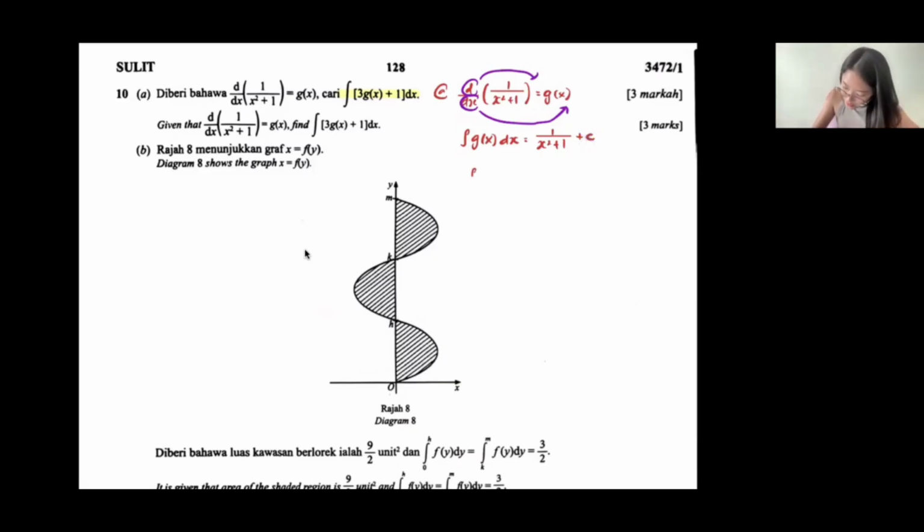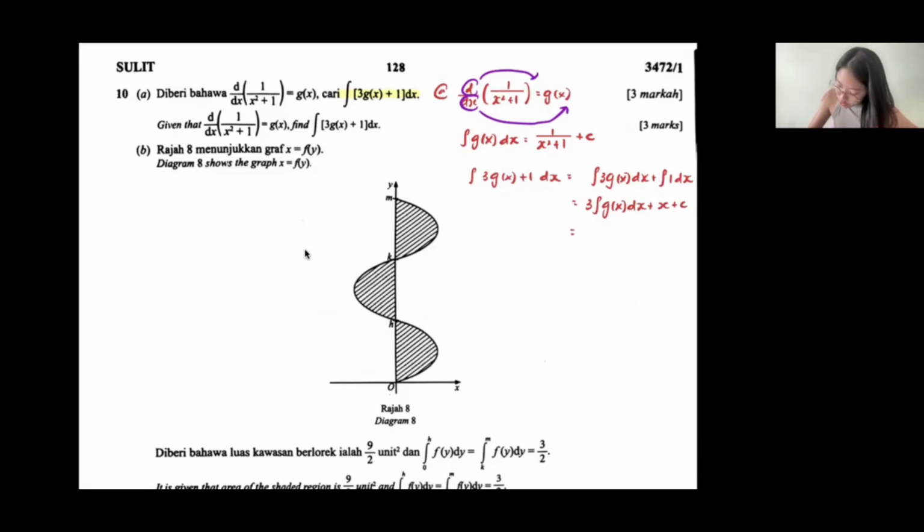All right, then what we need is the integration of 3g(x) plus 1 dx. We are going to split it: integration of 3g(x) dx plus integration of 1 dx. The 3 in front you can take out from g(x), and the integral of 1 dx you integrate by yourself, it becomes x plus c.